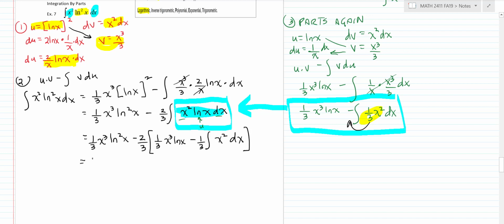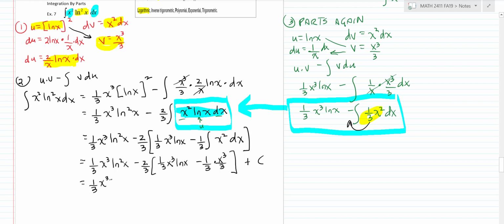Let's finish this up. We're going to bring everything down: 1/3 x to the third ln squared x minus 2/3 times 1/3 x to the third ln x minus 1/3. Of course, that integral is going to be x to the third over 3. So that takes care of that integral, and then don't forget your plus c at the end.